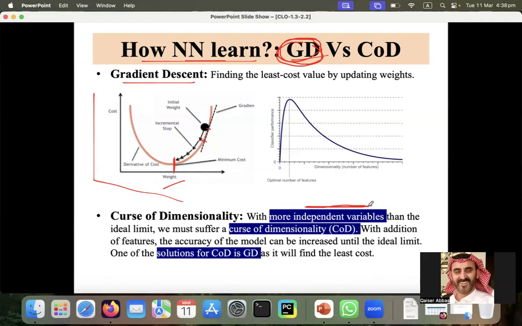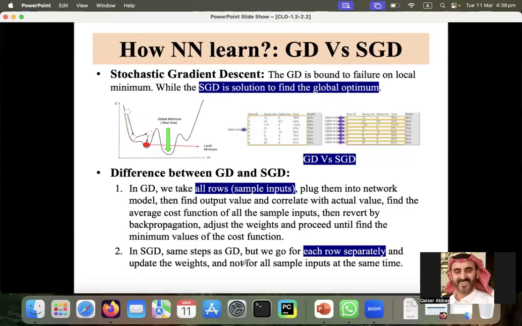So how can we get rid of this curse of dimensionality? The solution is again gradient descent, which will find the least cost for you. Moving next, you have studied in CLO1 how to prepare the data set and how to reduce the number of features. Now we are still in the same topic, how the neural network will learn, and now we will see the difference between gradient descent and SGD.